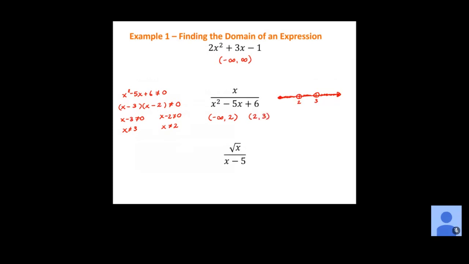And again, we don't want to include the 2 or the 3, so we have to make sure we put parentheses around both of those. And then that last interval is going to go all the way from 3 up to positive infinity. But again, we do not want to include the 3, so make sure that's a parenthesis on that 3 also.